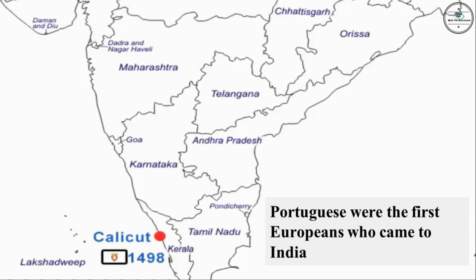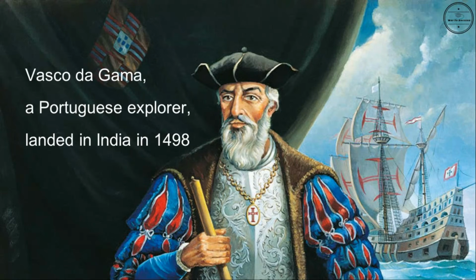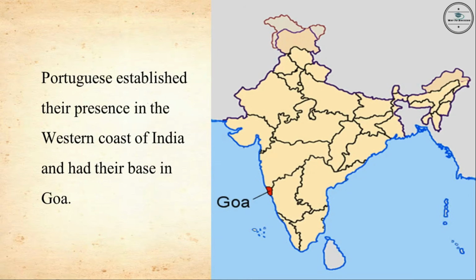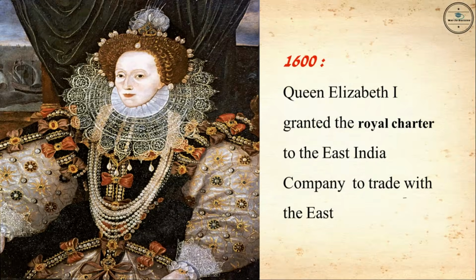Portuguese were the first Europeans who came to India. Vasco da Gama, a Portuguese explorer, landed in India in 1498. He arrived at Calicut on the Malabar coast. Portuguese established their presence in the western coast of India and had their base in Goa. In 1600, Queen Elizabeth I granted the royal charter to the East India Company to trade with the East.